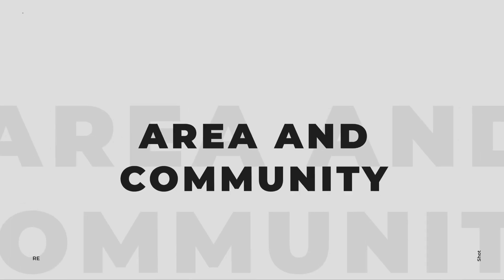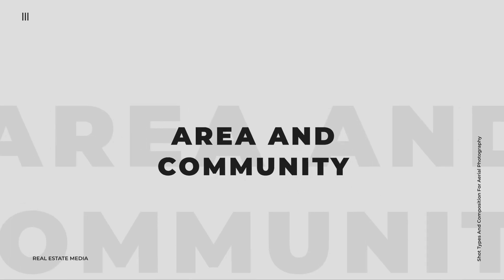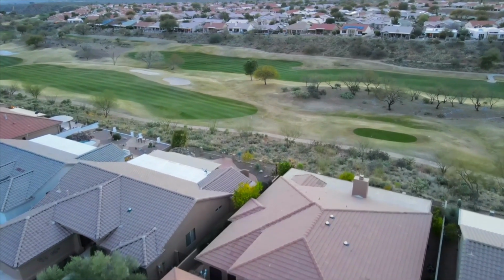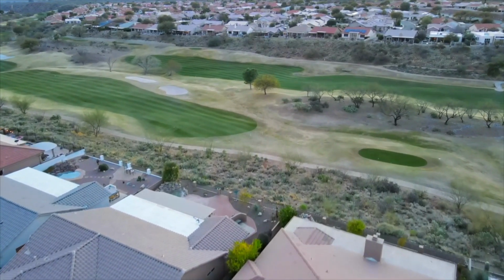Shot number seven, area and community. These shots show the property's proximity to area and community amenities like golf courses, schools, and parks. You want to make sure to show where the home is in relation to these amenities. You may also want to get some shots focused only on these amenities as well.